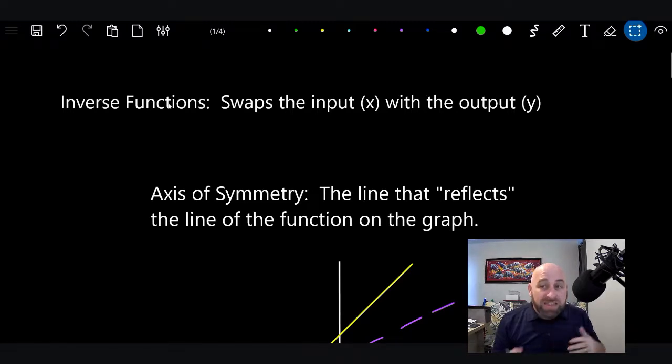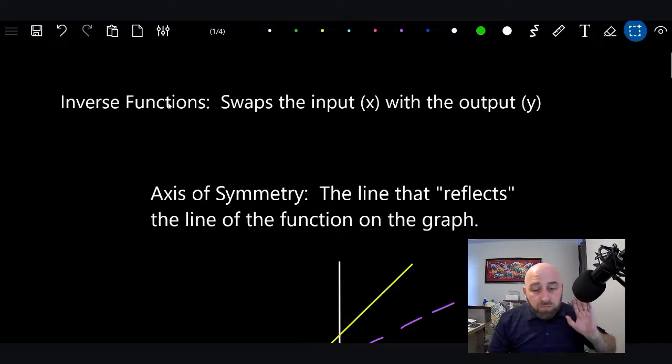Well, we're going to take the x, which is the input, and we're going to switch it for the output. The output is the y. We also called those basically the domain and the range. I think we've talked about that a little bit. And so we've called them also the independent and dependent variables. Okay, so the x and the y, that's what we're going to be switching.